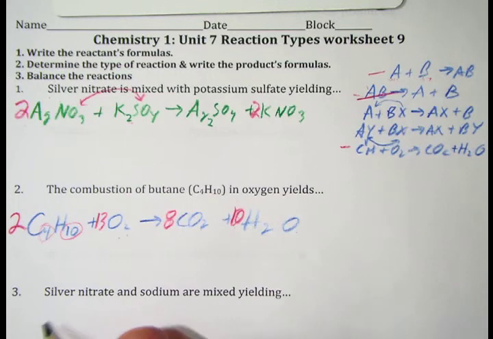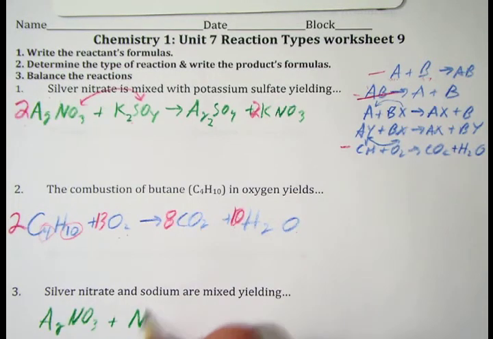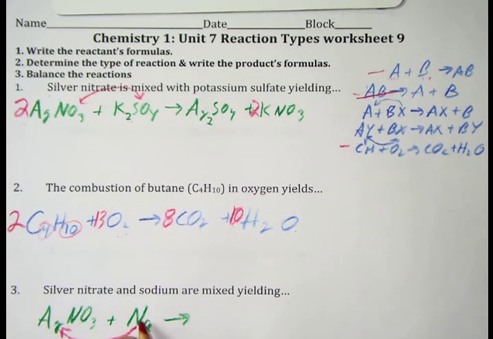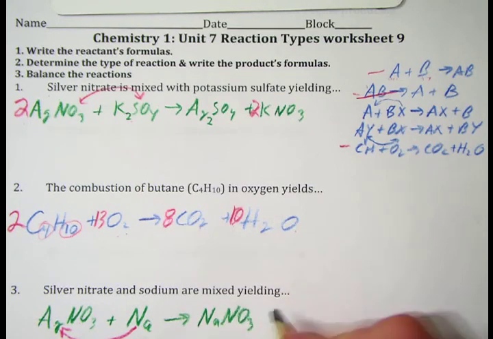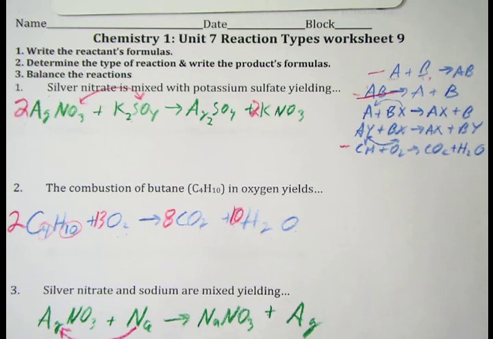I'll do one more: silver nitrate and sodium are mixed, yielding, well, this is 2 reactants, one of them is ionic. That means it's a single replacement. So we've got the metal silver and the nitrate, and the metal sodium. So the sodium is going to come over here and replace the other metal, one positive thing replacing another. So we now have sodium bound to nitrate, +1 and -1, and the silver has been kicked out by itself.